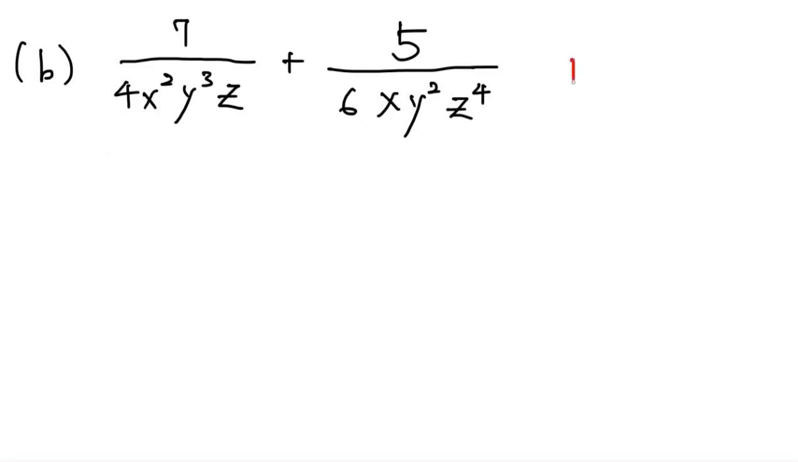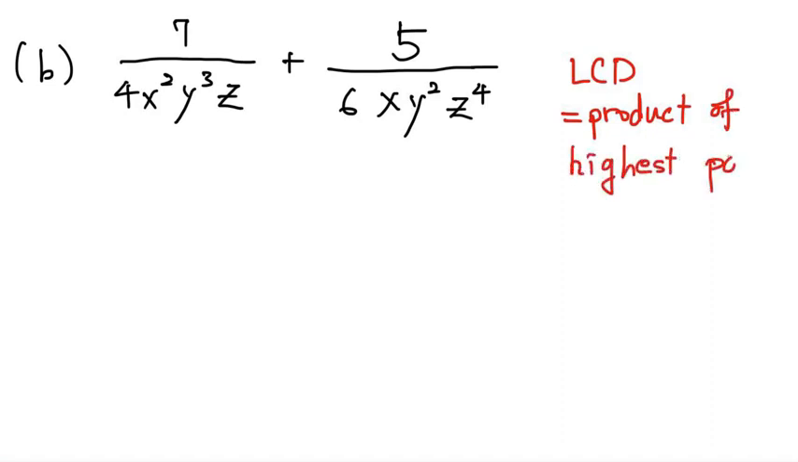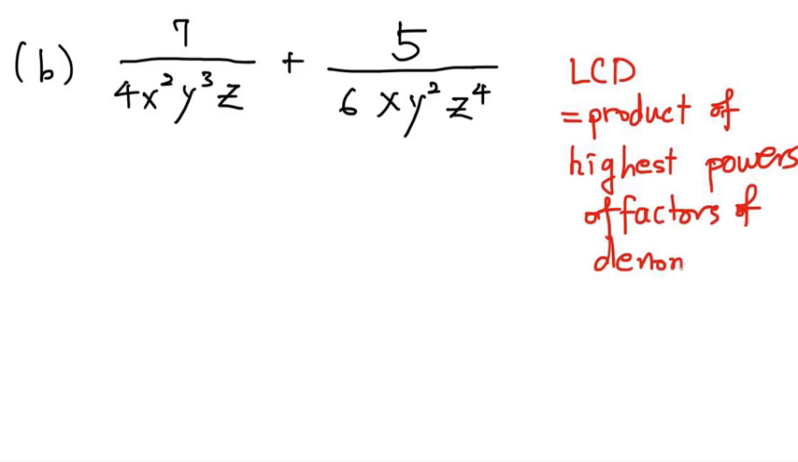I'm going to explain what LCD really is. This is basically the product of the highest powers of factors of denominators. So here we have two denominators. Before we take the LCD, we have to completely factor everything out.